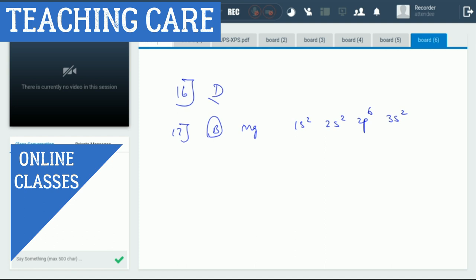How will you find this? Energy is equal to binding energy plus kinetic energy. Binding is 2.5, kinetic energy is 2. So 4.5 electron volt.